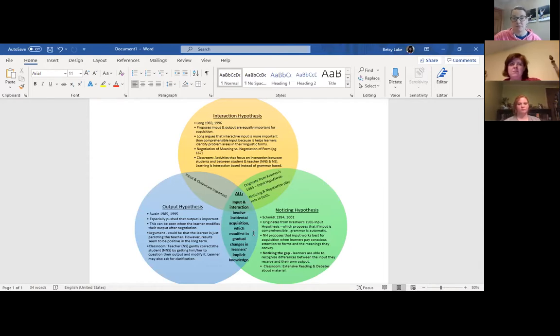But these were the 3 hypotheses that we're focused on in chapter 7. I think they all bring important characteristics to the table, and we can learn from all of them. And again, it focuses on the input, how important comprehensible input is, and interaction in order to have second language acquisition.